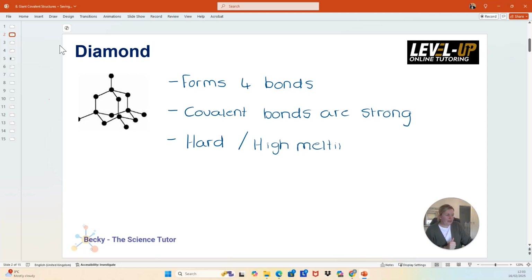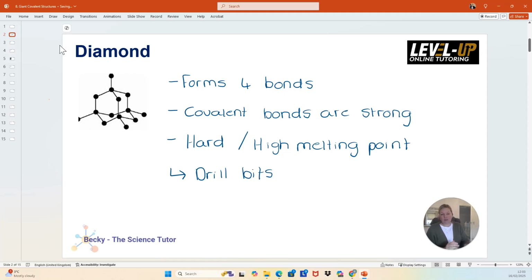because this comes down to the same idea that if we wanted to melt diamond, we would have to put in lots of energy to break all of those bonds. Diamond doesn't actually melt, it would combust before we got to a temperature where it would melt, but you understand why that would need a lot of energy. And because of this property, because it's so hard, has this high melting point, it's often used in drill bits.